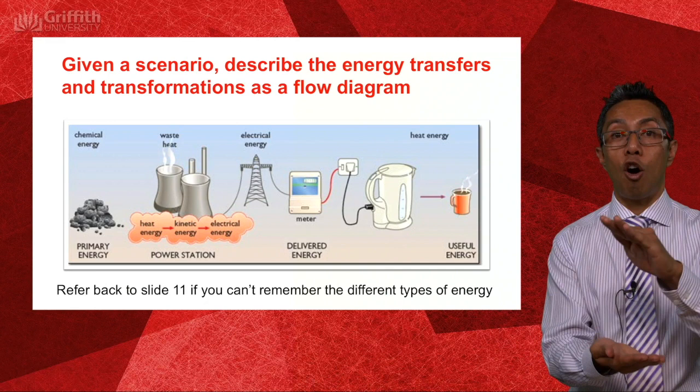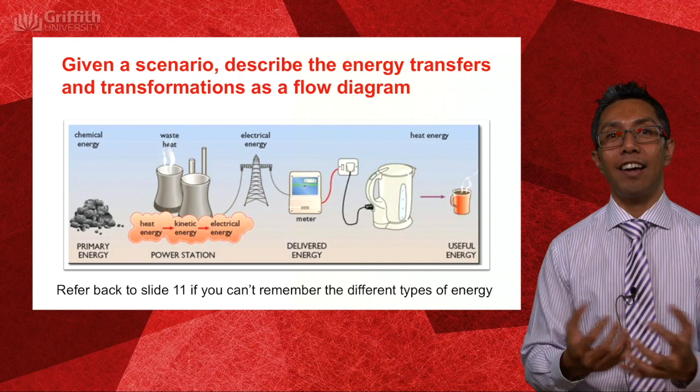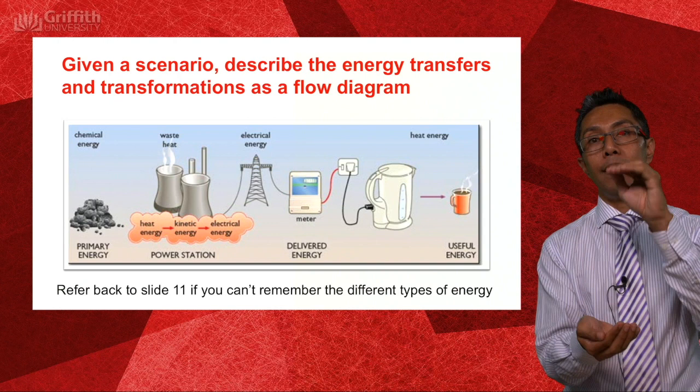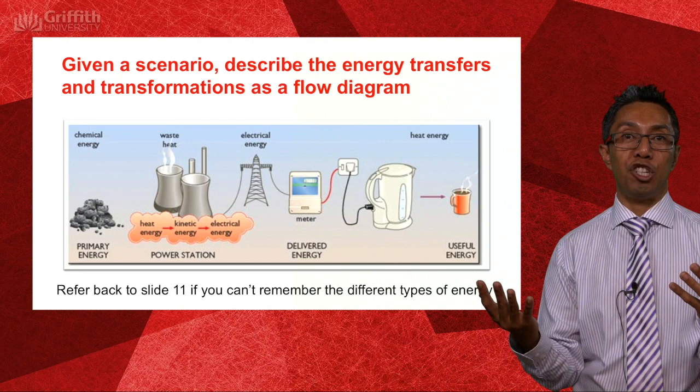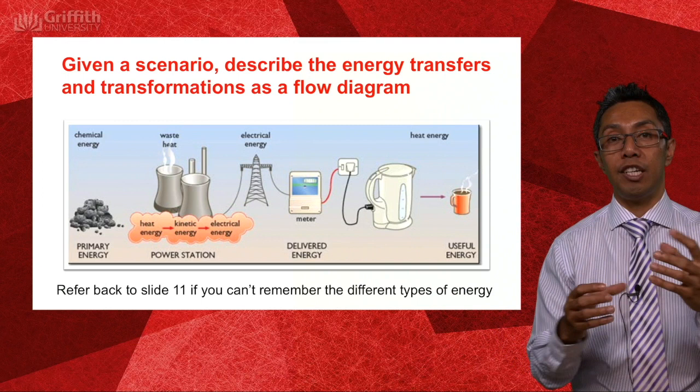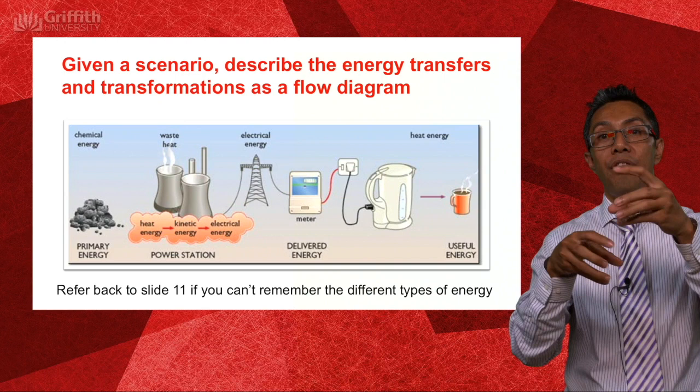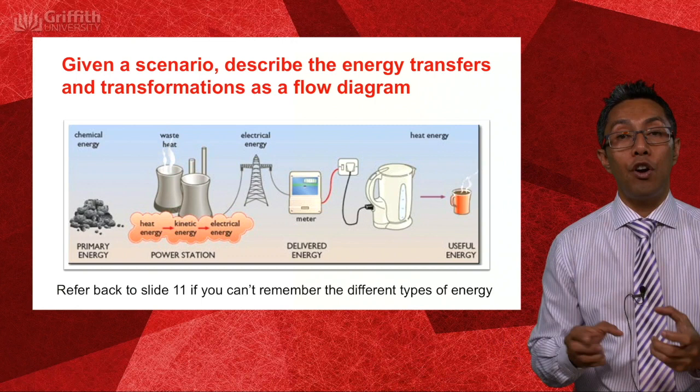We humans came along and dug that coal up. So we grab that coal energy and we burn it. That burning of the coal releases thermal energy. So this is all happening within a power station. That release of thermal energy heats up water. So it's still thermal energy. And then that steam turns a turbine. So it gets converted into kinetic energy.